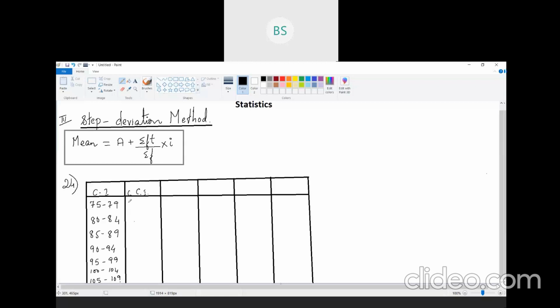So this will be 74.5 to 79.5. Then here we will get 79.5 to 84.5. Then 84.5 to 89.5 and so on. So first find out this.